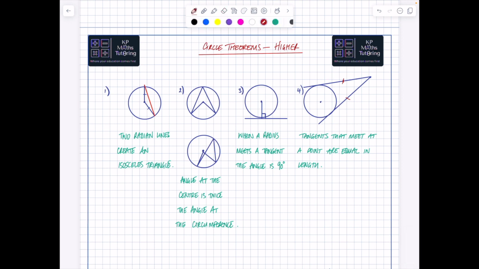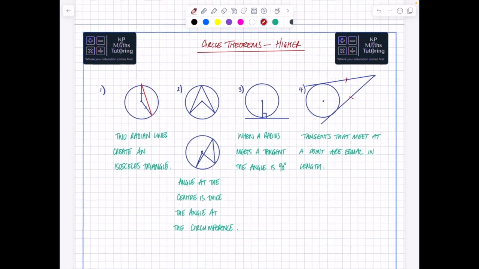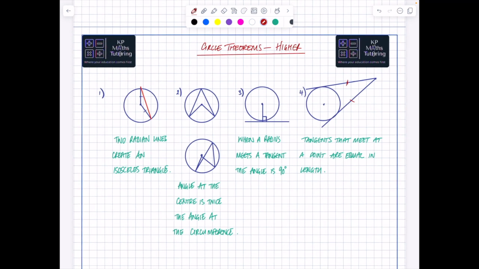So the first one I've got here is not actually a rule, but it's worth knowing and it will help you quite a lot with different exam questions. The first thing to think about is that when you create two radius lines, so if I draw from the centre to the edge anywhere on this circle, if I join the two points together, I've just made an isosceles triangle. And by doing that, I can then say that these two angles would be the same. That will help you a lot with problems if you're not sure what to do or if you get stuck. So this is not really a rule, but it will help you to solve problems.